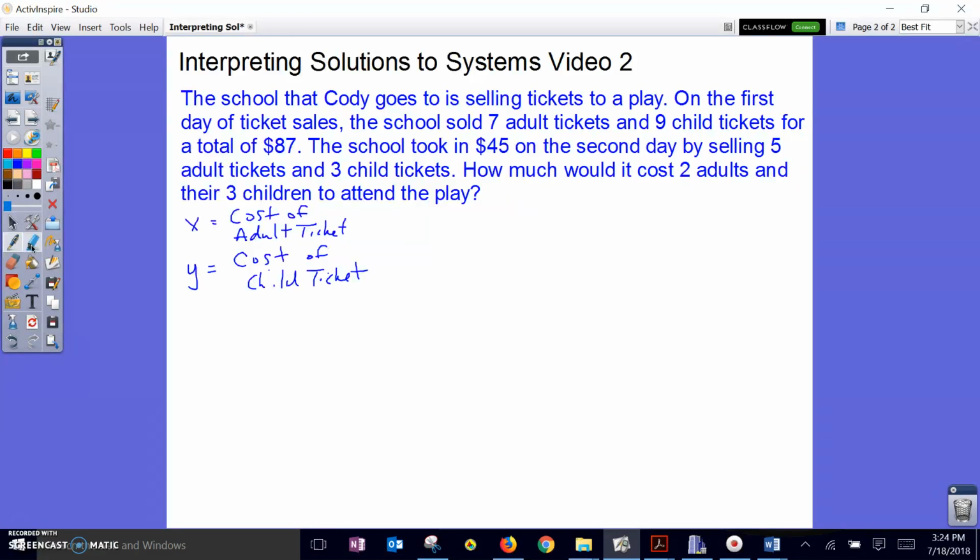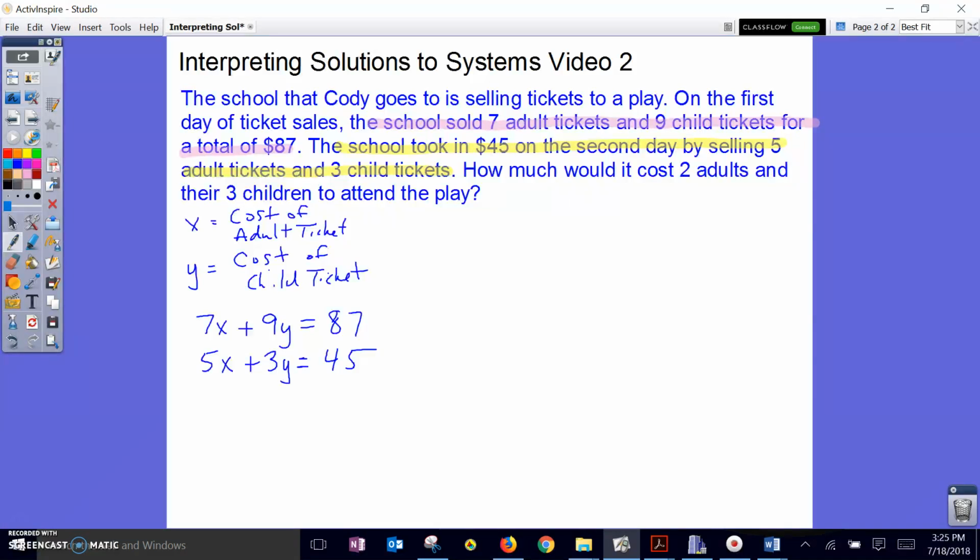And then we'll write our system. We're going to have one equation based off of this information right here: 7 adult tickets plus 9 child's tickets equals $87. And we'll have another equation based off of this information here: 5 adult tickets and 3 child's tickets gives us $45. And there's our system that we want to solve.